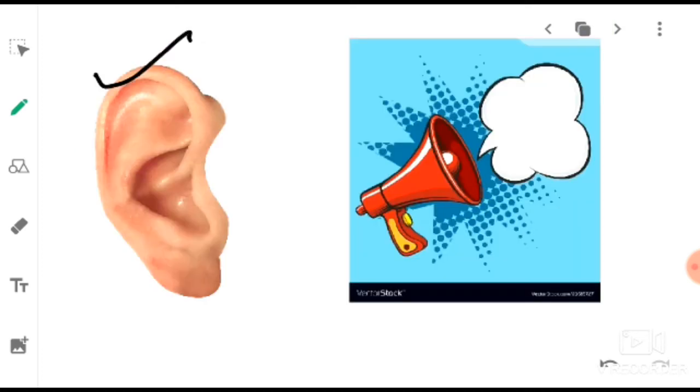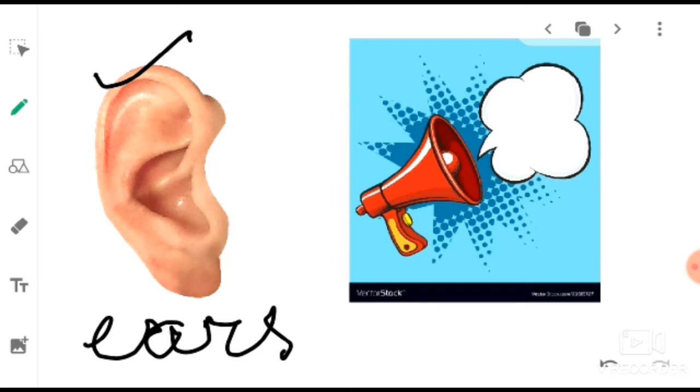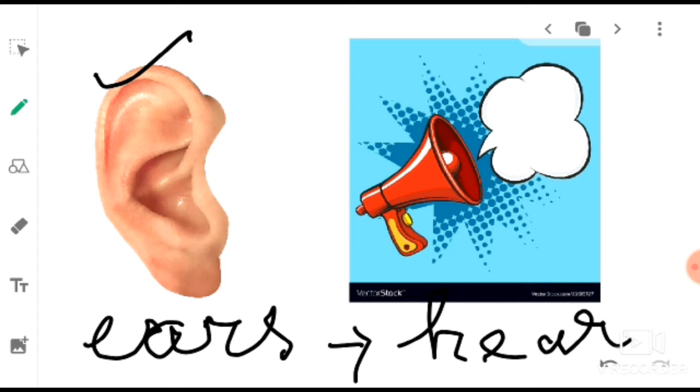Next sense organ, ear. 2 ears are there. How many ears are there? 2 ears. E-A-R-S. As I'm speaking and you are hearing, what action are you performing now? You are hearing, so we can hear. We can hear with the help of ears.